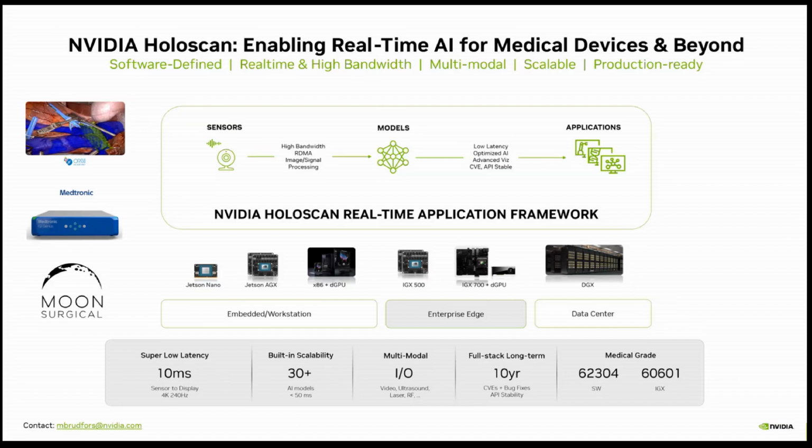IGX 500 is based on the Jetson AGX. IGX 700 is a more advanced platform that has a networking interface card allowing 200 gigabit per second network streaming directly to the GPU memory. There are two GPUs actually: one on the Jetson and one discrete workstation GPU. And with this platform, you can get, as I said, very low latency.